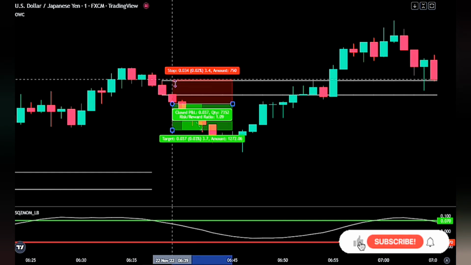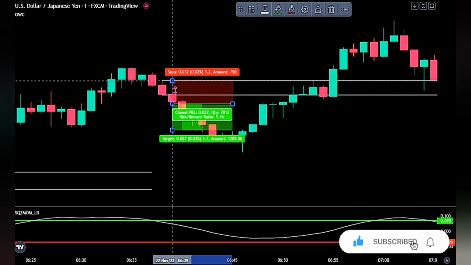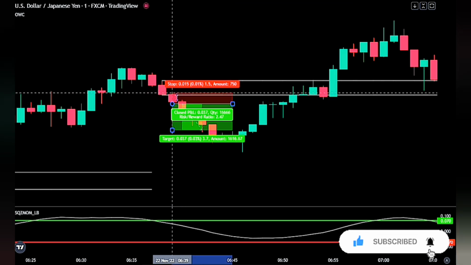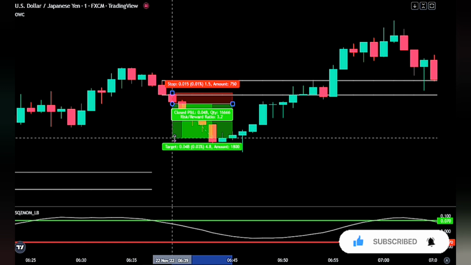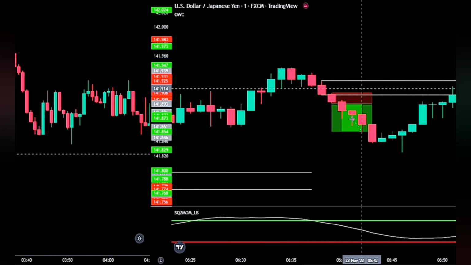But when we have price action close without touching the lower divergence line, we would adjust the stop loss to the top of the trigger candlestick. Take profit remains 2 times the risk. And we see it was successful.